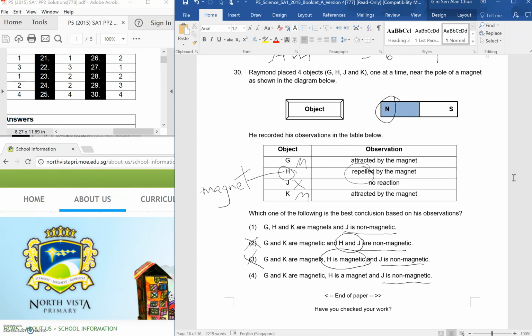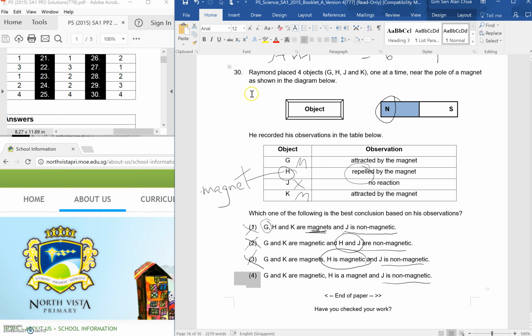Now, number 1 says G, H, K are magnets. But G is attracted by the magnet. We cannot tell because G doesn't repel the magnet. So this is wrong. G may not be a magnet because G can be a magnetic material. So with that, we have the conclusion: G and K are magnetic, H is a magnet, J is non-magnetic.